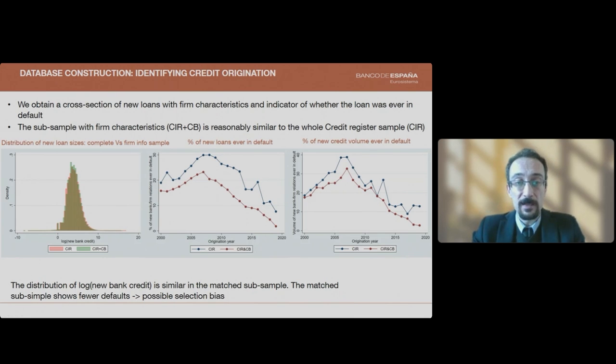But if we look at the percentage of loans that ever enter into default, we see that there are important differences. Indeed, in the sample with balance sheet information, the defaults are somewhat smaller. If we weight by credit size, then the differences are smaller, but still they are there. And this, of course, raises the possibility of a selection bias. It might be that our sample with balance sheet information includes only the best firms, and so the relationship that we identify might not be representative. This is an issue that we will analyze later in more detail.